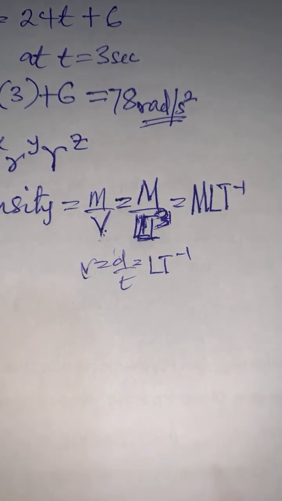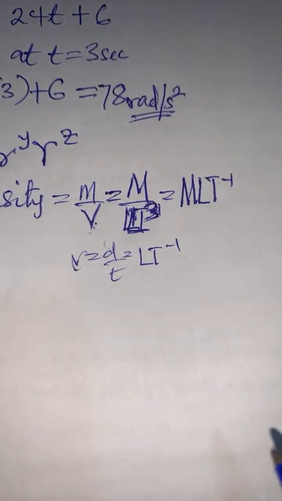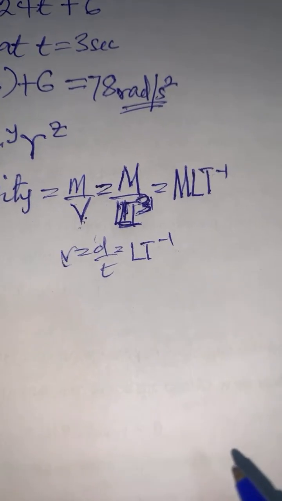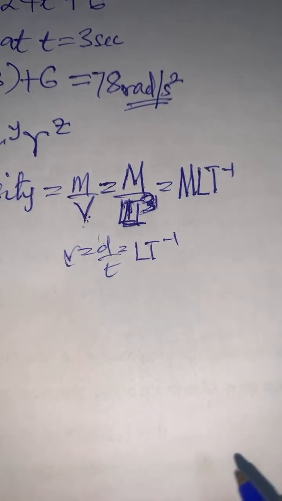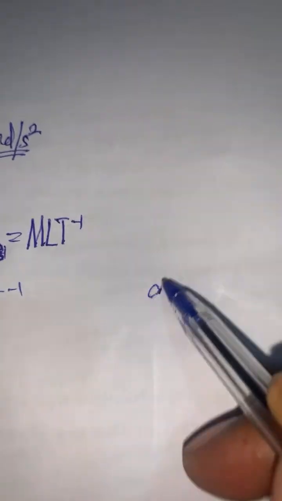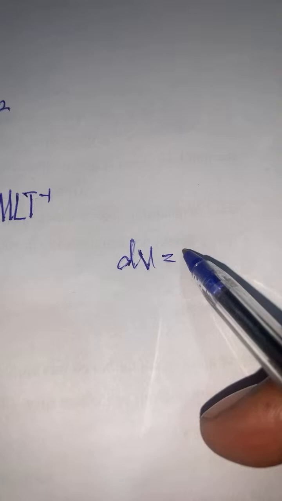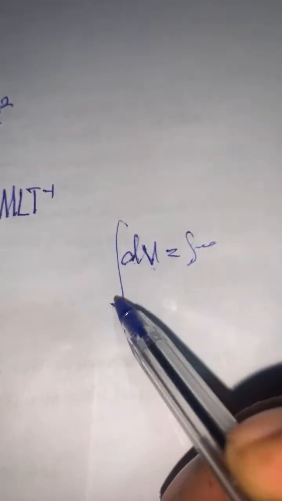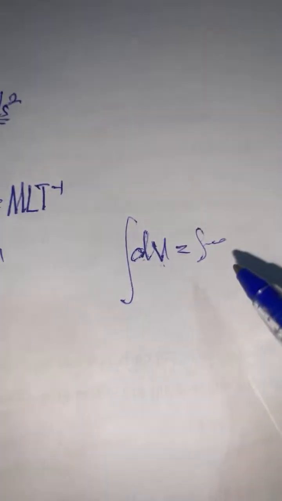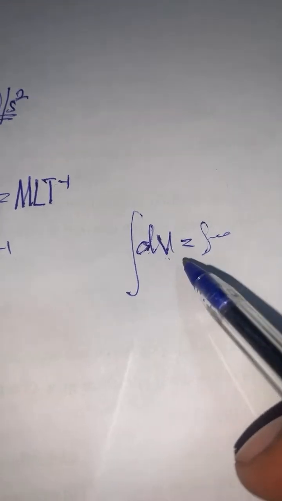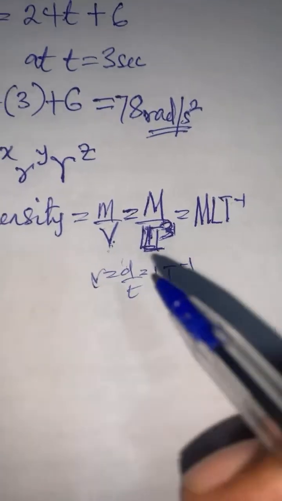Somebody is asking, how do we know when to integrate or differentiate? It all depends. If you check the previous problem I've solved, it depends on what is given to you. If you're looking for velocity and you have something like dv equal to something else, for you to cancel this differentiation, you need integration. Otherwise, it depends on the nature of the question.